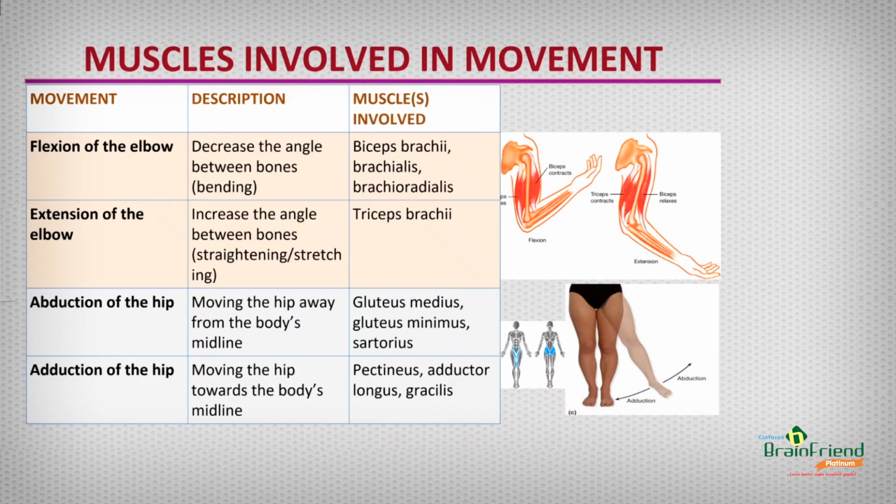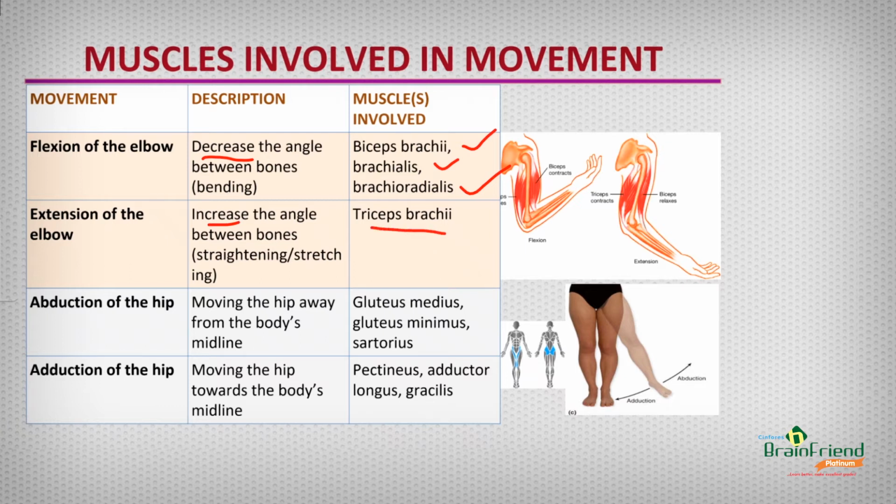The flexion of the elbow results in the decrease of the angle between the bones. A common way to flex your elbow is by bending it, and the muscles involved are the biceps brachii, the brachialis, and the brachioradialis. To reverse the flexed elbow, we extend the elbow. This action increases the angle between the bones and results in straightening or stretching of the hand, and the muscle involved is the triceps brachii.